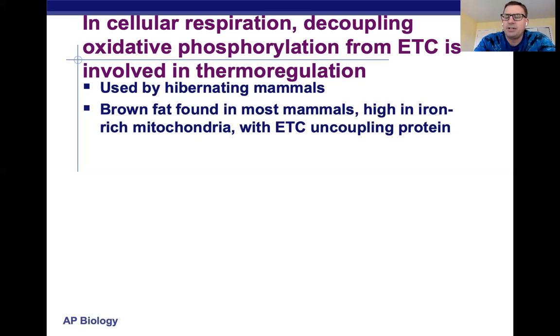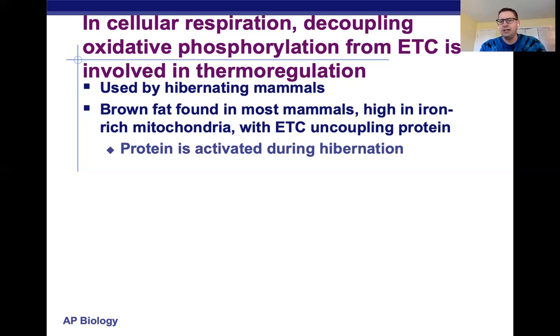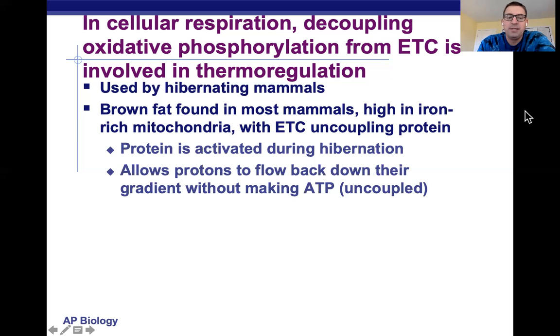has an electron transport chain uncoupling protein. And we'll take a look on the next slide at exactly what that protein is, but it's a protein that uncouples the electron transport chain from ATP synthesis. So this protein becomes active during hibernation. We'll take a look at how that happens also. And what this protein does is it allows protons to flow back down their concentration gradient through it instead of through ATP synthase. So no ATP is made.